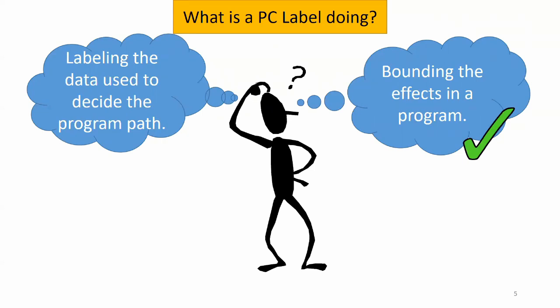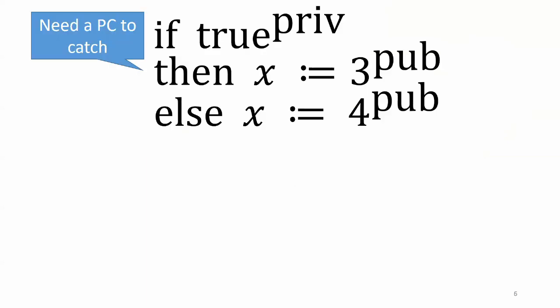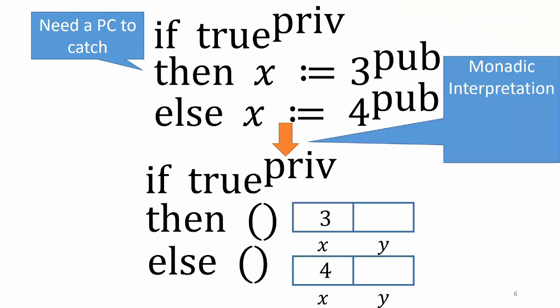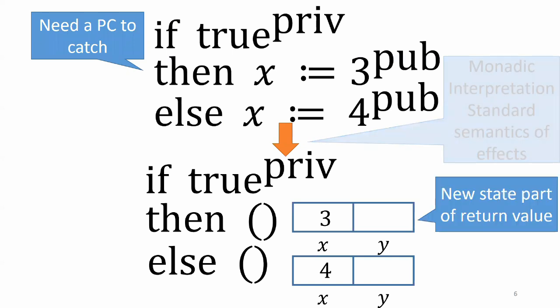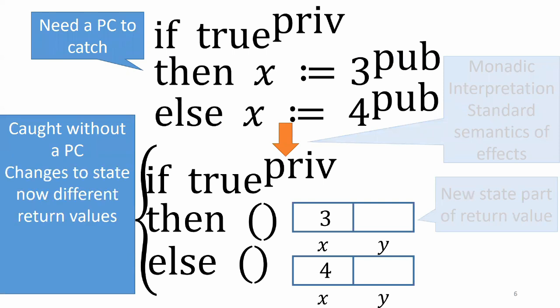With this perspective in mind, we can consider again this leaky program, which we saw earlier. We need a PC to catch the leaking. Now, however, let's consider examining the effects, and we do that using a monadic interpretation. Monadic interpretations are the standard semantics of effects that appear in the PL literature. And what they do in this case is make the new state part of the return value. This is interesting because now we can catch the leak in this program without using a program counter. This is because changes to the state are now different return values, and we can catch when a program returns different values based on private inputs without using a program counter.